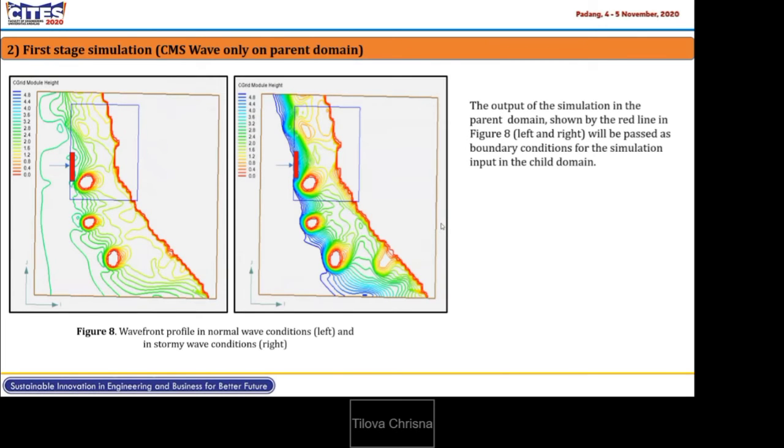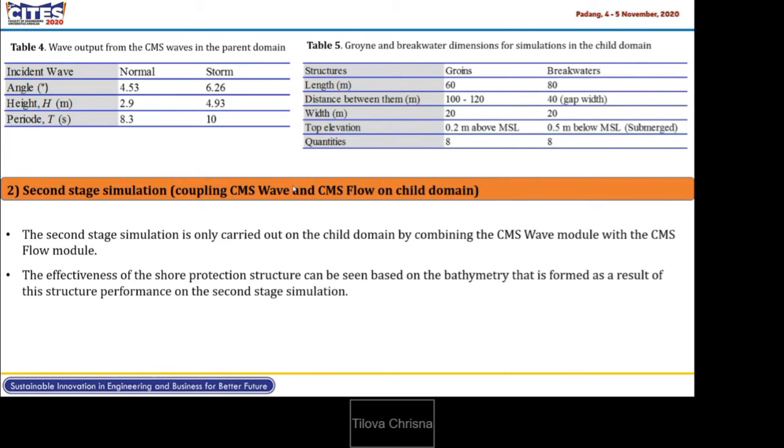First stage simulation, CMS wave only on parent domain. The red line is the location of CMS wave output that will be passed as boundary conditions for the simulation input in the child domain. Second stage simulation, coupling CMS wave and CMS flow on child domain. The effectiveness of the shore protection structure can be seen based on the bathymetry that is formed as a simulation output.